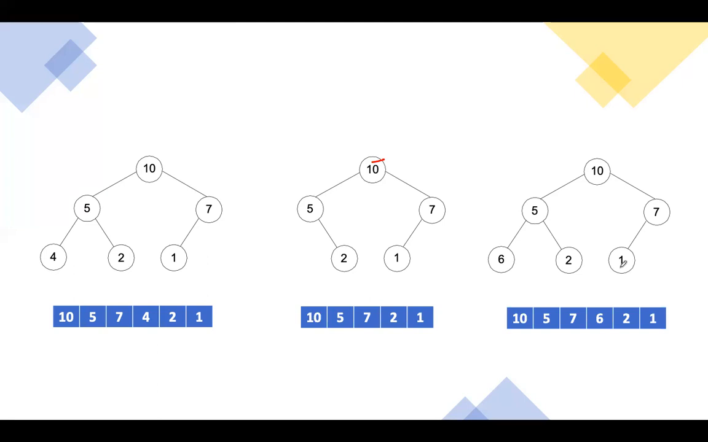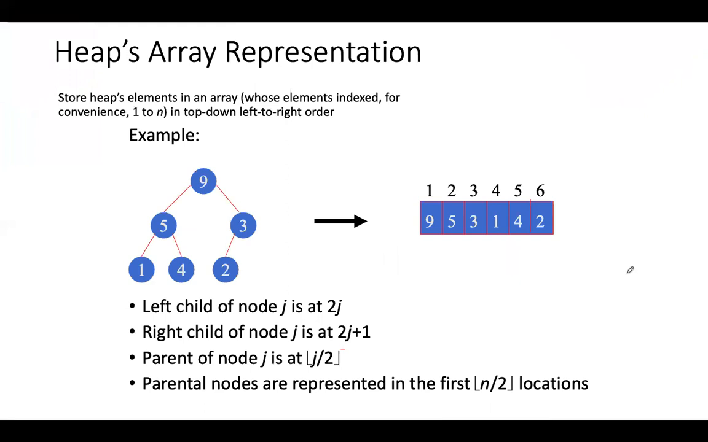Is it clear? Array representation of the tree. First we will start with the root element, followed by, we'll go to the next level. We'll start representing from left to right. Okay, from left to right. Okay, you must remember this one. Root element, next level element, left to right. So this is an array representation of a heap.